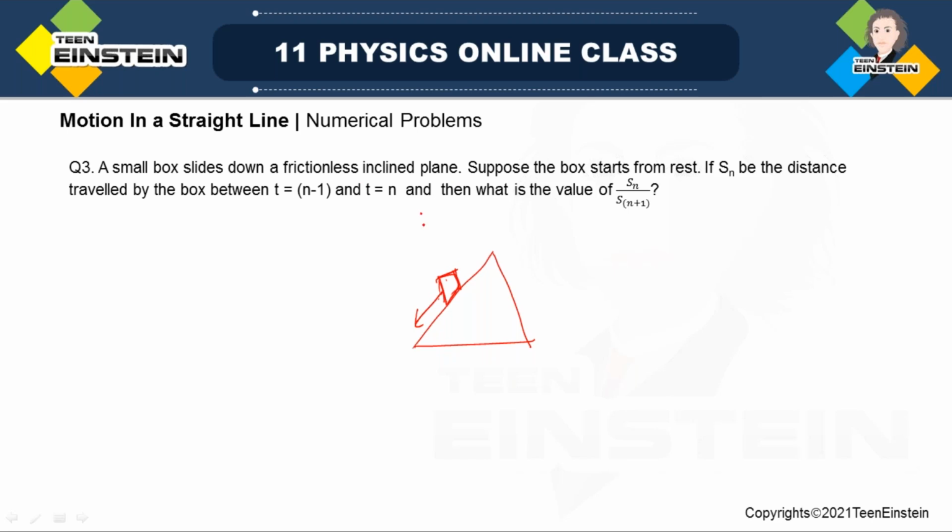Since the inclination theta, the angle, is not given, you don't have to think in a very complicated manner. What they have told you is that this is a frictionless inclined plane. Inclined means it is slanting, or inclined with the horizontal. So this is basically this guy. This is the inclined plane.